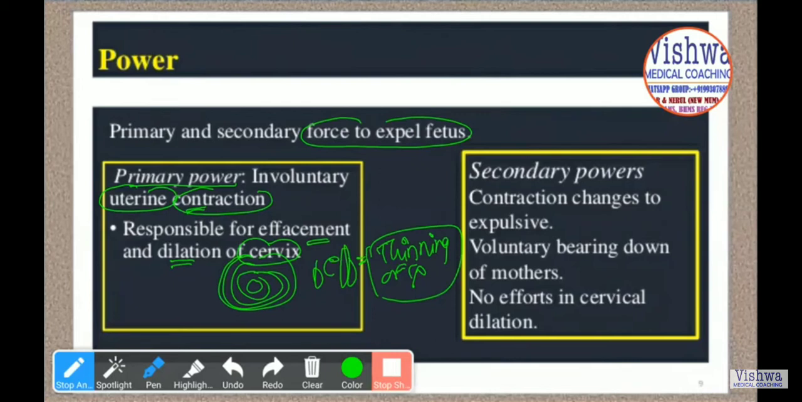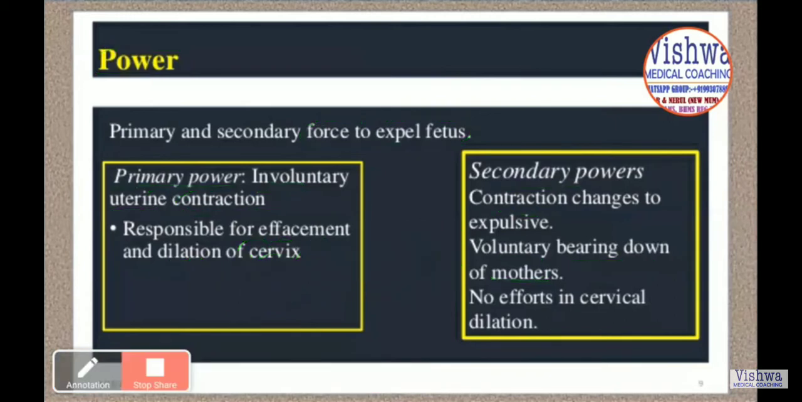So remember, in the factor of power, we want the involuntary contraction of the muscle, and the cervix should dilate and get effaced, or thin out. We also have secondary powers, like contraction of the abdominal muscles and voluntary bearing down efforts. We increase the abdominal muscle contraction so that the labor can progress faster. Just like when you are constipated, you add abdominal muscle contraction. Similarly, when the labor is supposed to progress, it sometimes also requires voluntary efforts along with contractions.